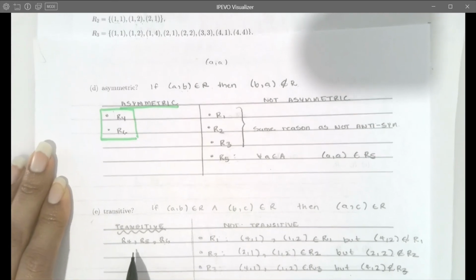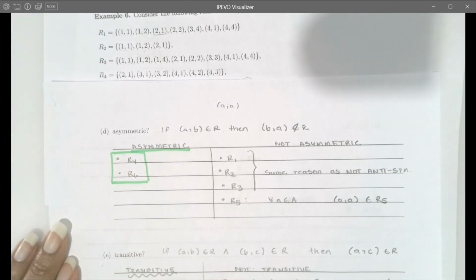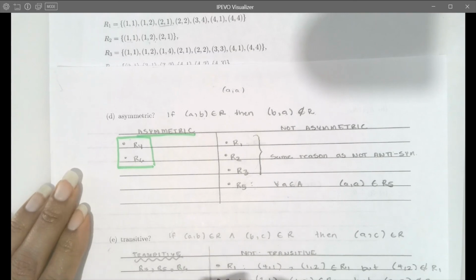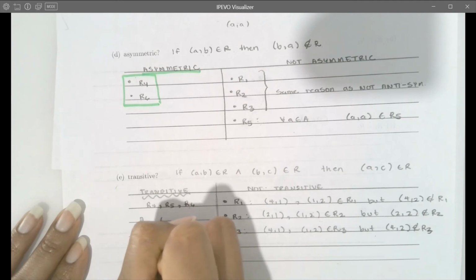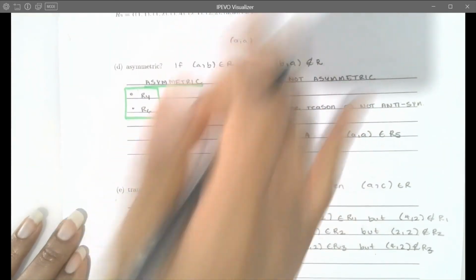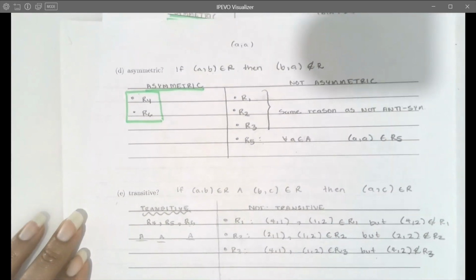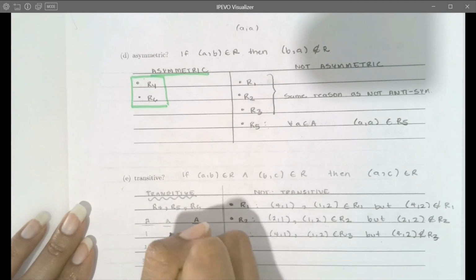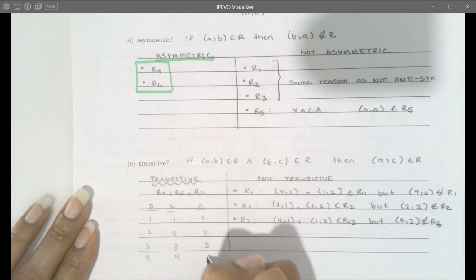So for R4, R5, and R6, one way to check is to create a map. So I'll just do it quickly here with R4, and take a look at the mapping. Okay, so if I take a look at R4, we have elements 1, 2, 3, and 4, in two columns.